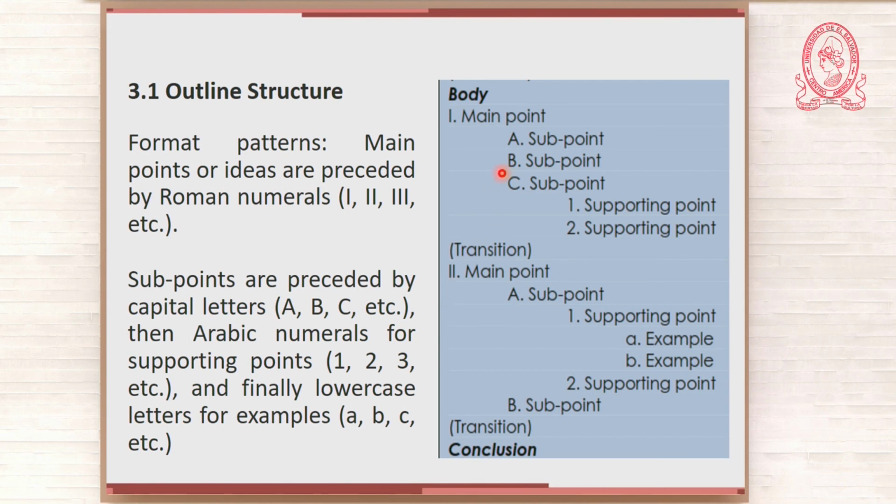And then you can see the subpoints preceded by capital letters, A, B, C. Then you can have numbers as well, supporting points. And also you can have letters, A, B, C, for a given example. So this is just an example. You can have your own, but try to follow this one.